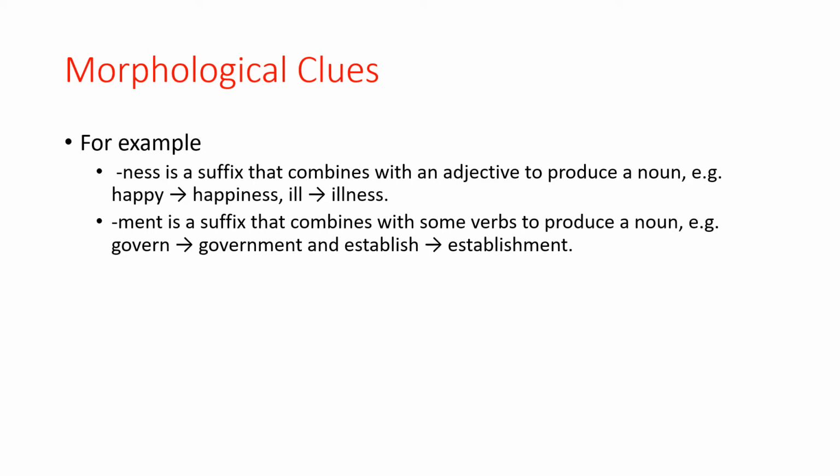The internal structure of a word may give useful clues as to the word's category. For example, ness is a suffix that combines with an adjective to produce a noun. For example, happy, happiness, ill, illness. So if we encounter a word that ends in ness, this is very likely to be a noun. Similarly, ment is a suffix that combines with some verbs to produce a noun. For example, govern, government, establish, establishment.